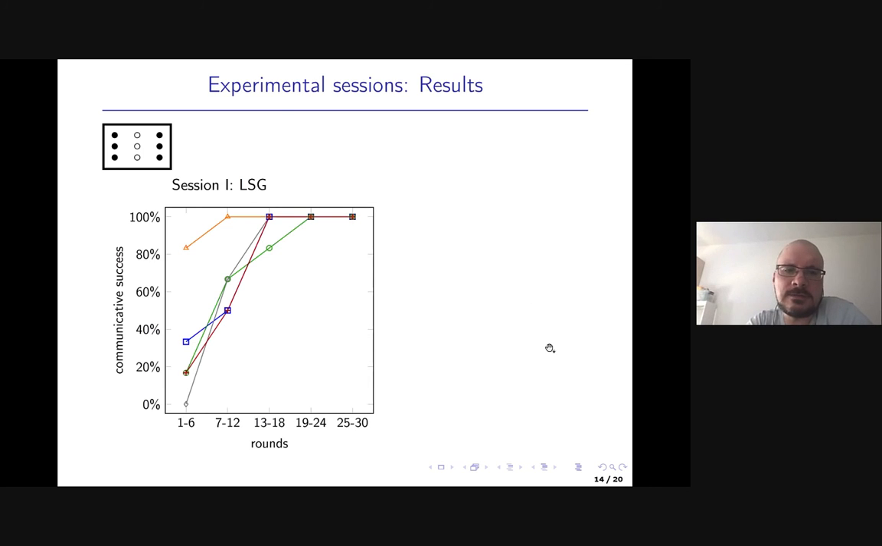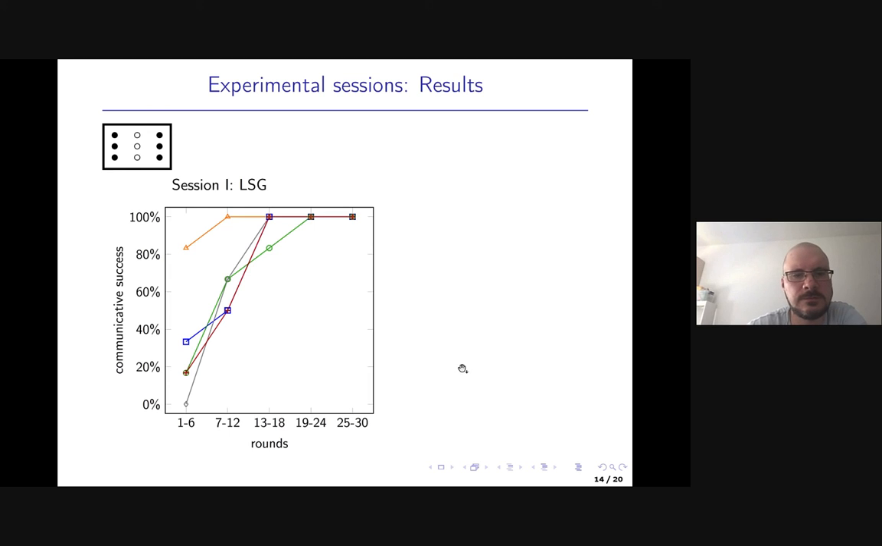Now, these are the results here. So this is the Lewis signaling game. And what you see is, over the 30 rounds, we computed for each block of six rounds how successful participants were. So we measured the communicative success. And you see these five differently colored lines. These are the five different pairs.